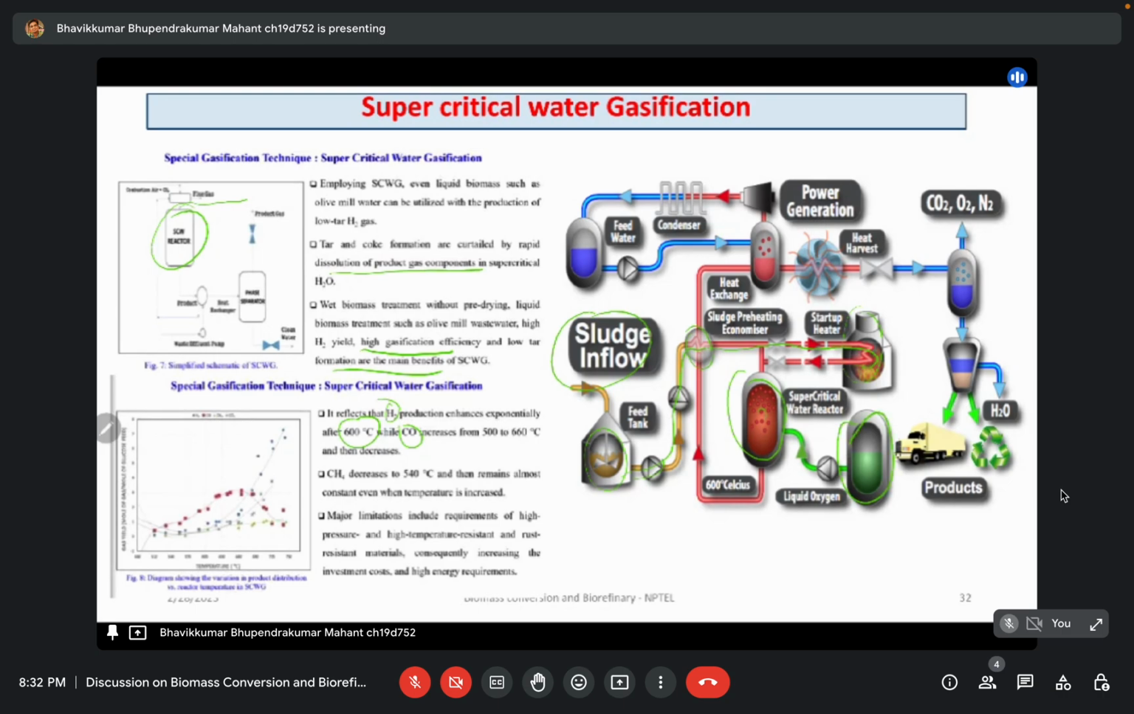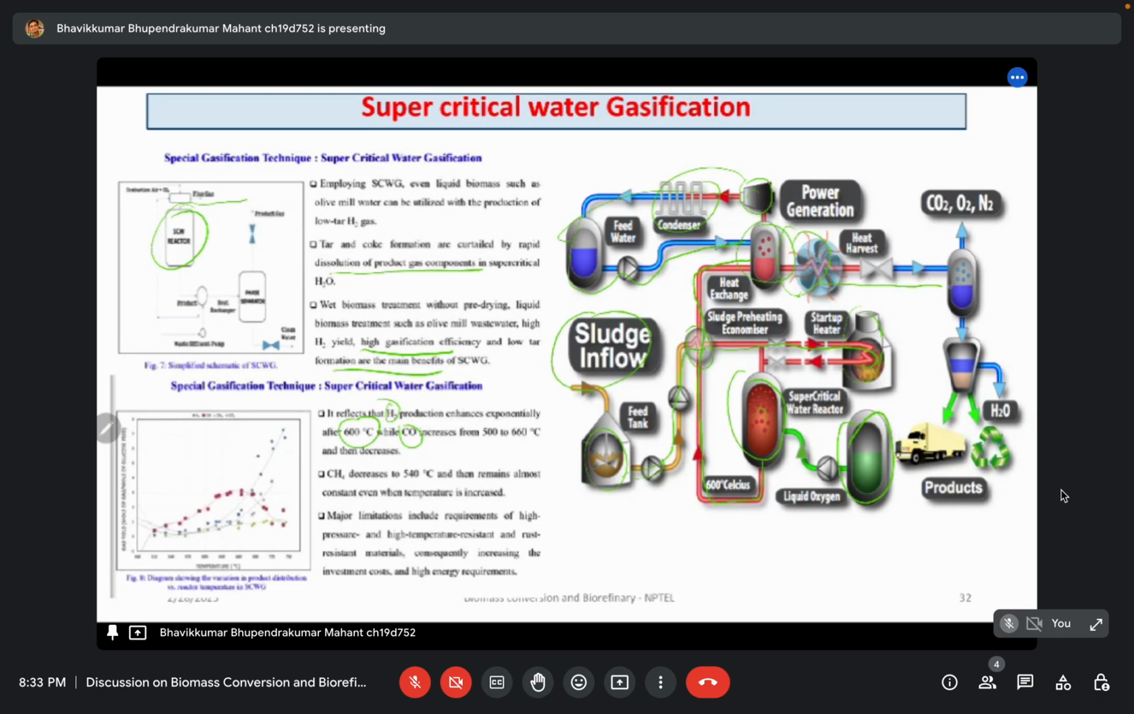And then we provide liquid oxygen in a limited amount. This will react very easily with the supercritical water, and we will get our products out of it. Whatever product we get, you can feed directly into power generation, because you have high temperature steam that you can use for the turbine, and you will get power. From the condensation you will get water, and this heat you can utilize for the power consumption.